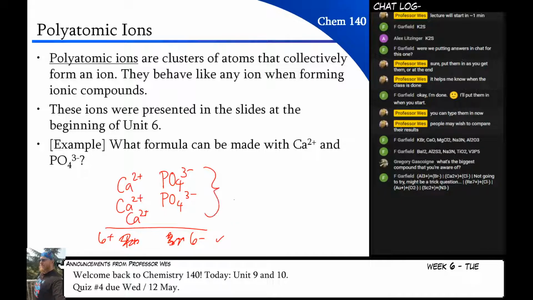So what would my formula be? Well, I have 3 calcium, and then I have 2 phosphate. When I write my phosphate, I have to do it like this.